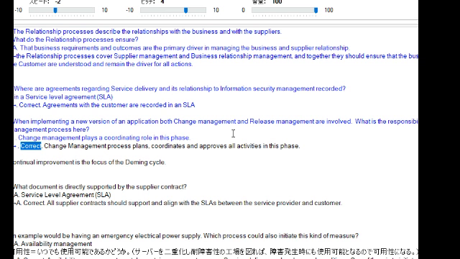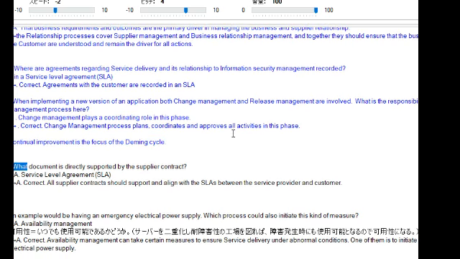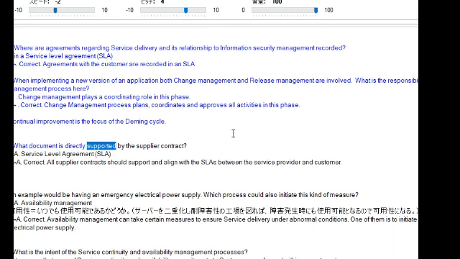Correct. Change management process plans, coordinates and approves all activities in this phase. Continual improvement is the focus of the Deming cycle. What document is directly supported by the supplier contract?